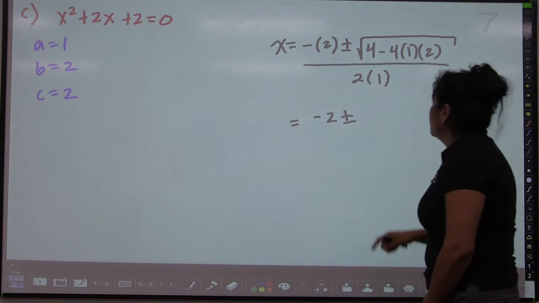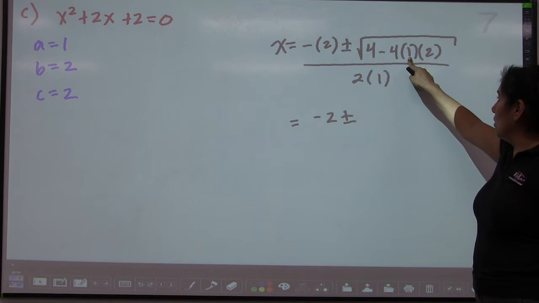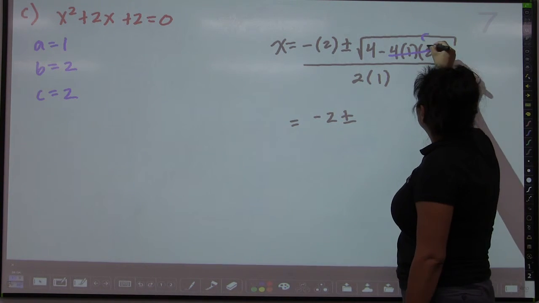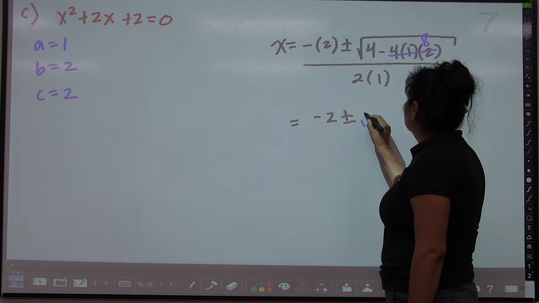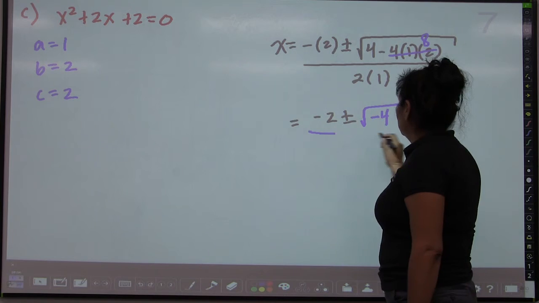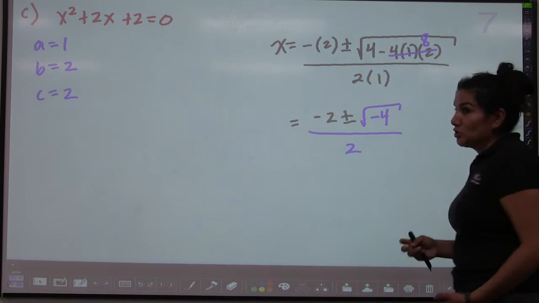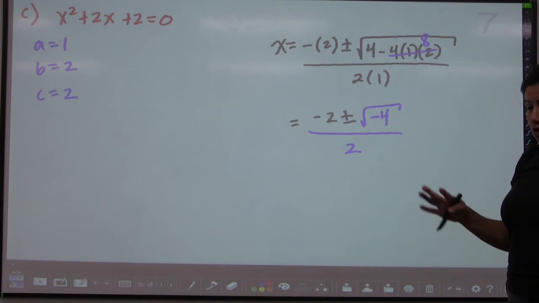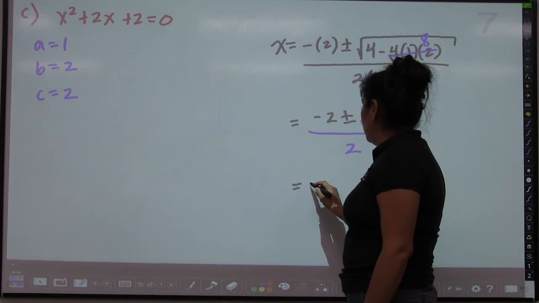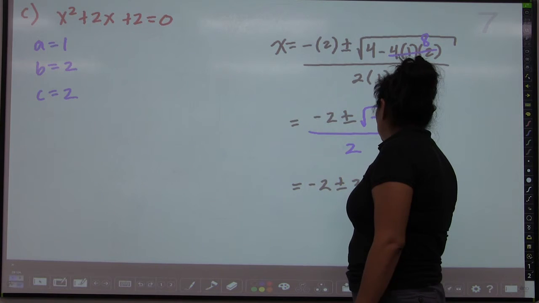So what's going to happen here is you're going to get 4 times 1 is 4, and that times 2 is 8. So this is 8. 4 minus 8 is negative 4, thank you. All divided by 2. Now the square root of 4 we know is 2, but because of that negative, you're going to get 2i.